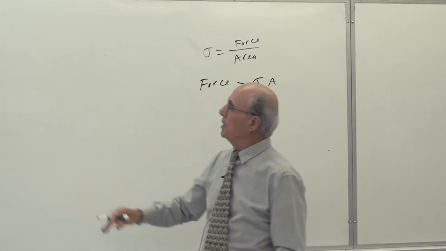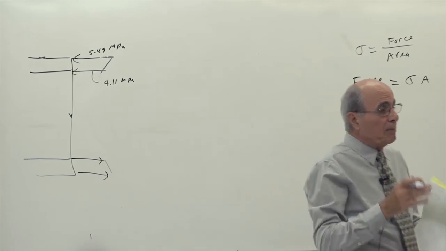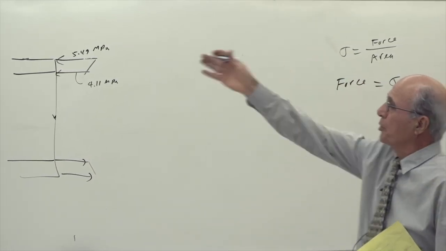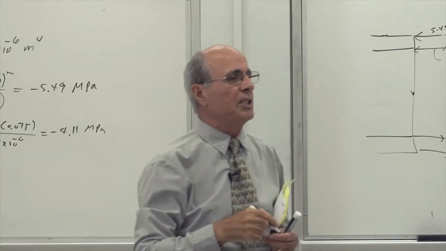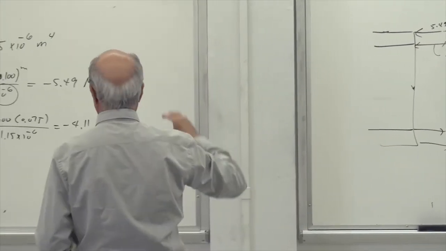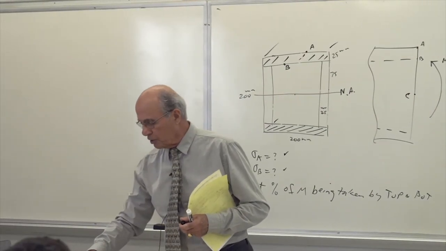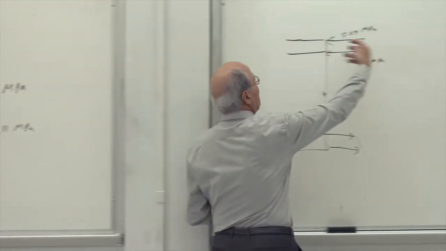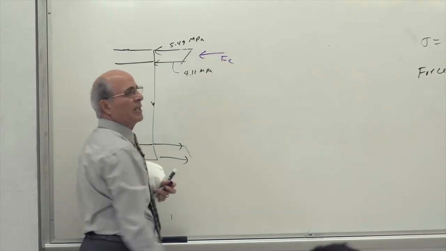The only problem is, sigma here is constant or is a variable? If sigma was constant, all I have to do is take that sigma, multiply it by that area, and that becomes the amount of force going in. Everybody see what I'm talking about? So the result of that is a force. I'm showing the force in color, guys. The resultant of all these stresses going in is a force, I call it here FC. Is that correct or not?